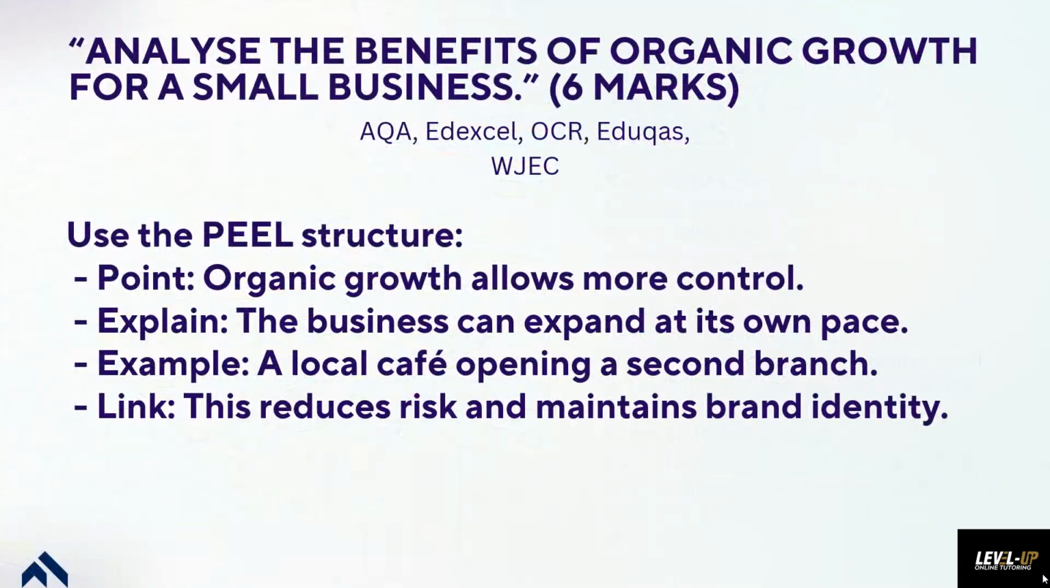So, analyse the benefits of organic growth for a small business. 6 marks. Use your PEEL structure or your BLT. So you point here, organic growth allows more control. Explain, the business can expand at its own pace. So more control, it therefore can expand at its own pace. For example, a local cafe opening a second branch. This reduces risk and maintains brand identity. So you're giving me that benefit at the very end. What does that actually mean for the business?